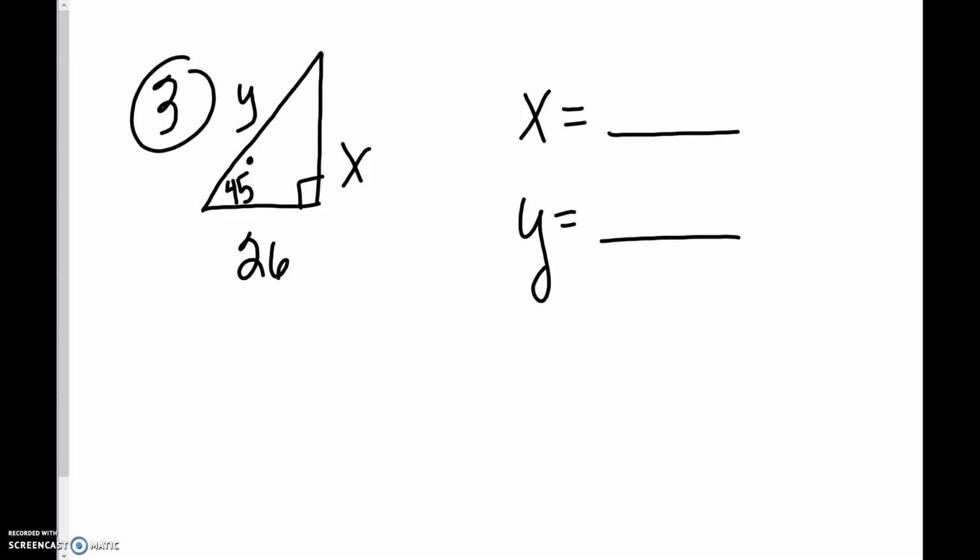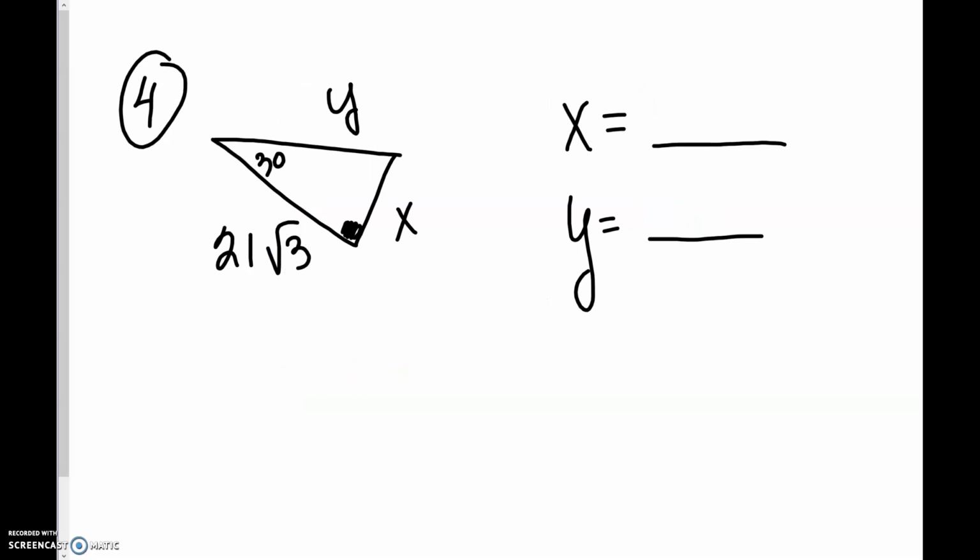All right, stop the video and then go ahead and give this one a try and then resume. All right, they're telling us that this is a 45, 45, 90 triangle, so this one also is 45. So our two legs must be congruent. So x must be 26. And to find the hypotenuse, remember we take leg times root 2. So it's going to be 26 root 2.